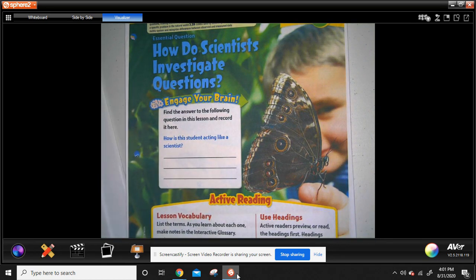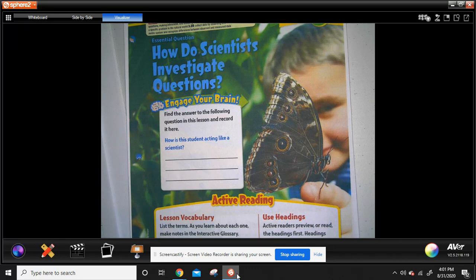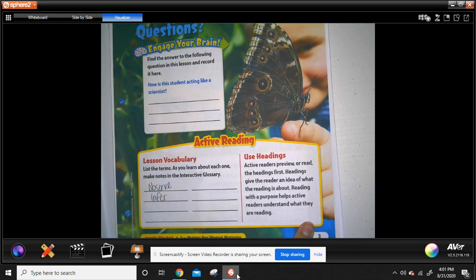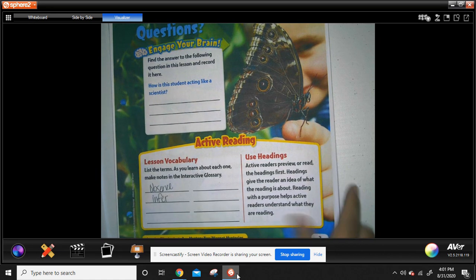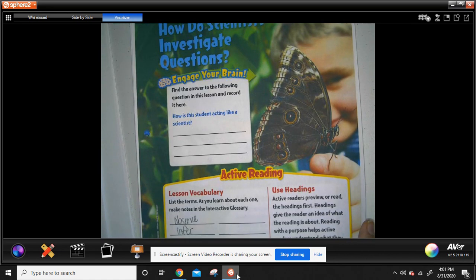Now, in your Science Fusion, okay, this is the science textbook that you got. We are actually going to be focusing on page 3. Okay, so it should say page 3 at the bottom. And pages 4 and 5.